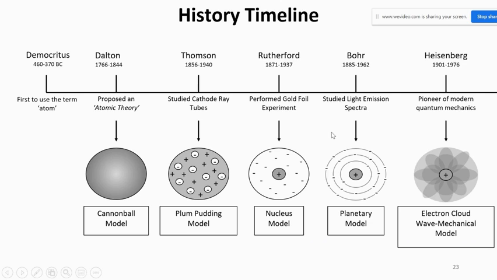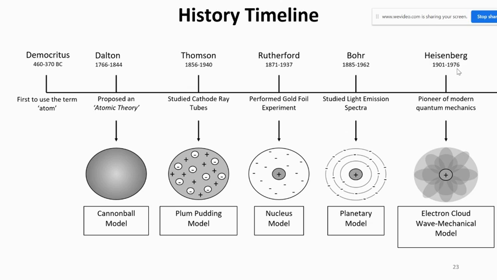Okay, so just as a timeline kind of going through this, we had Democritus. We had Dalton that came along about 2,000 years later. Then we had Thomson. He's the one that came up with this plum pudding model. He came up with the idea of these protons. We had Rutherford. Rutherford came up with the idea of the electrons. We had Bohr, which came up with this idea of the planetary model. And then finally Heisenberg.